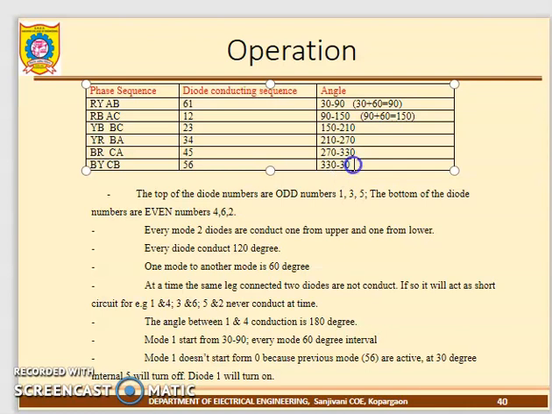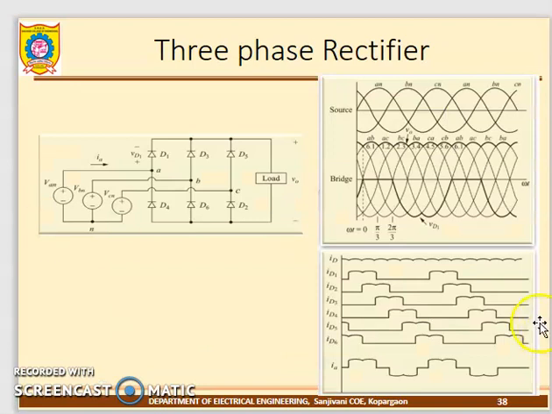So 390 means it is more than one cycle, it includes the 30 degrees. That's why the first mode does not start at 0. Why does mode 1 not start at 0? Because the previously conducting diode conducts up to 30 degrees. So mode 1 starts from 30 degrees only. That's all.